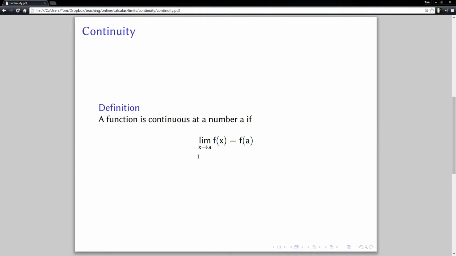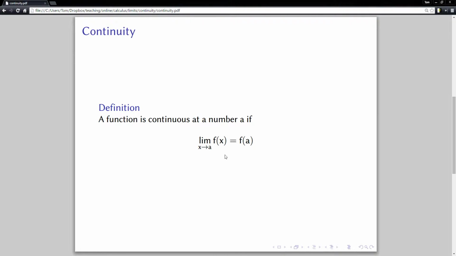So what this is saying is that if a function is continuous at a number a and you want to find the two-sided limit as x goes to a of f of x, all you really need to do is take the number a and plug it into f. Evaluate the function f at a. That's a pretty nice property to have, right? All we have to do is plug in the number a to find the limit.